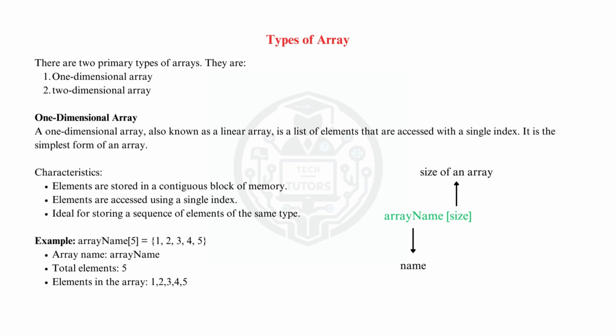One-dimensional array, also known as a linear array, is the simplest form of an array. Imagine it as a list where elements are accessed with a single index. For example, array name stores 5 elements that you can access using indices 0 through 4. This type of array is ideal for storing sequences of similar elements, like a list of numbers.